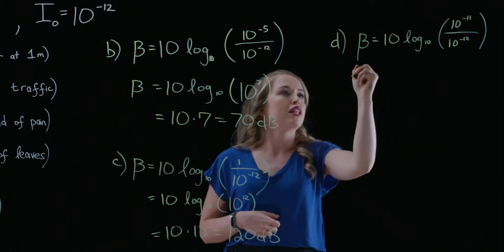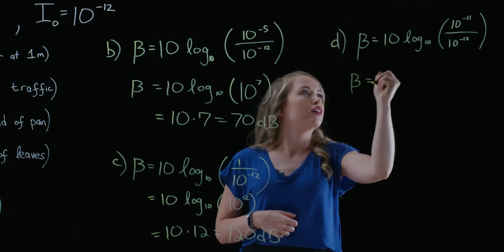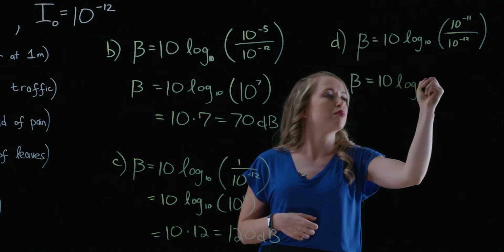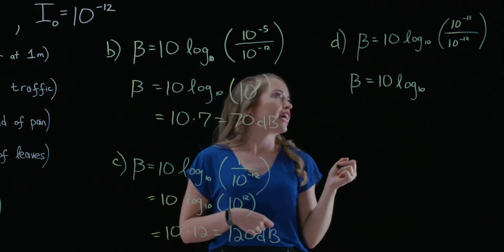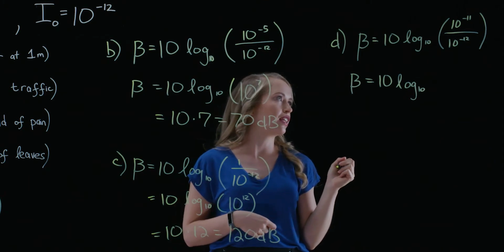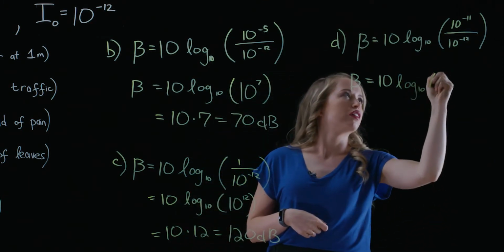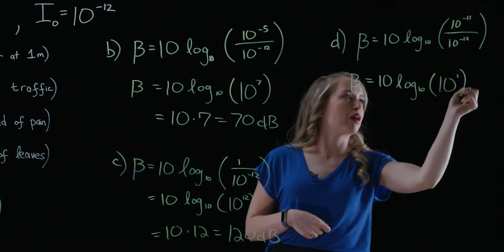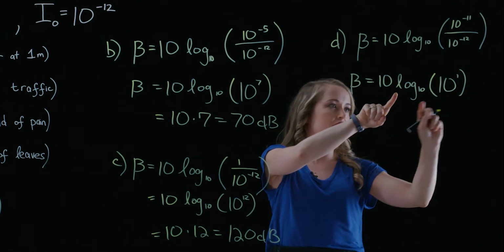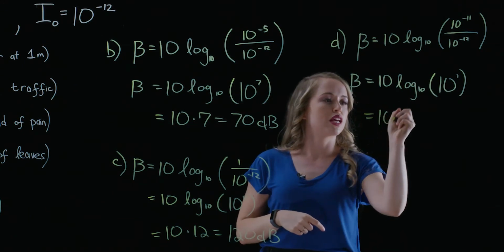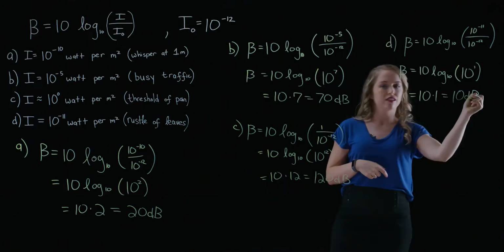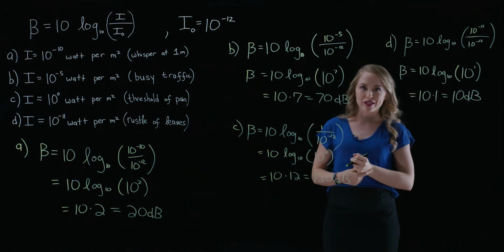All the same rules apply. I know when I've got an exponent on the top and the bottom, a fraction, I can subtract them. Negative 11 minus negative 12 becomes a negative 11 plus 12. It's 10 to the first power. I ask myself, 10 to the what power gives me 10 to the first? That answer is 1. This will become 10 times 1 for 10 decibels. And there you go. That's how we solve this problem.